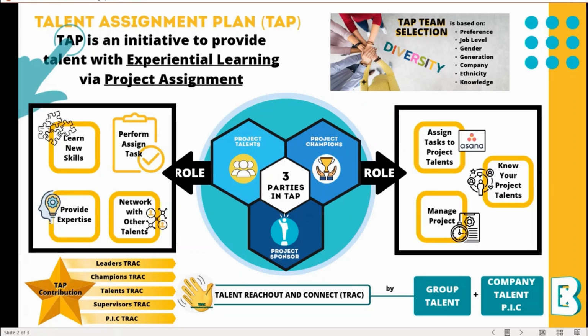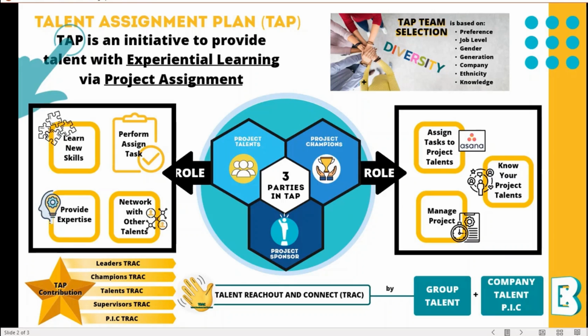We also look into ethnicity background and knowledge. What we mean by knowledge is by looking at the position that you're holding to gauge your function and your expertise. Now that you have got some understanding of how the team is being selected, let's zoom into the roles.